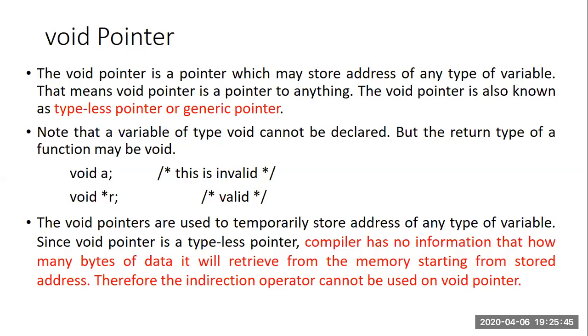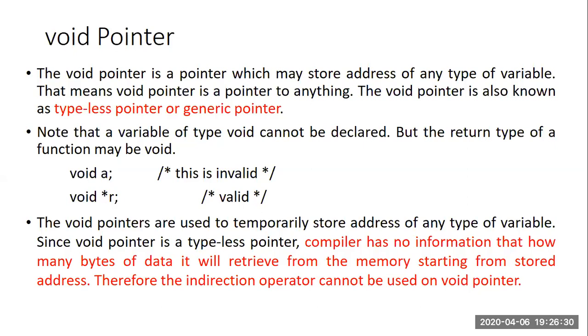But there is a limitation of using a void pointer. What is the limitation? Look at the highlighted part on this screen. A void pointer is used to store the address of any type of variable, yes, that's true. But the compiler has no information about how many bytes of data it will retrieve from memory starting from the stored address.